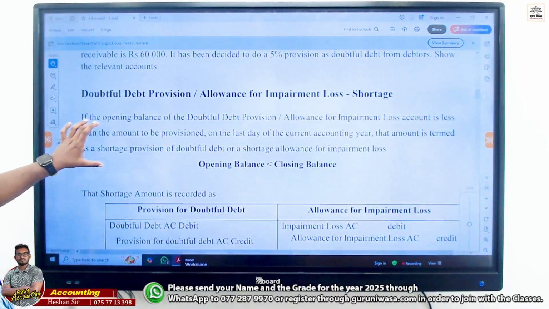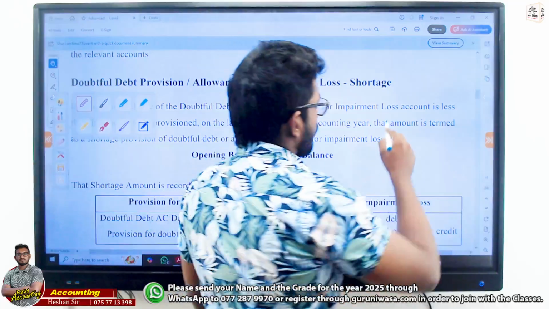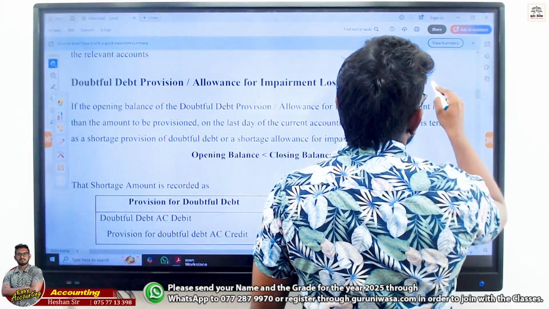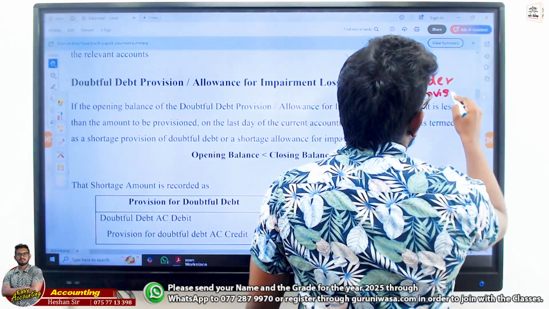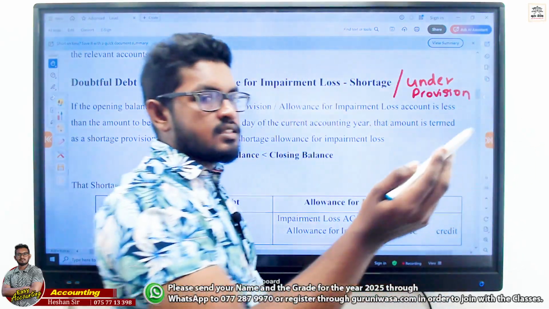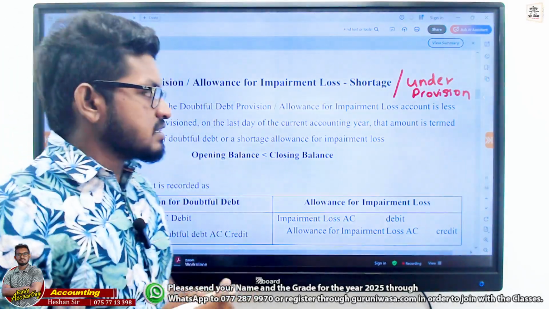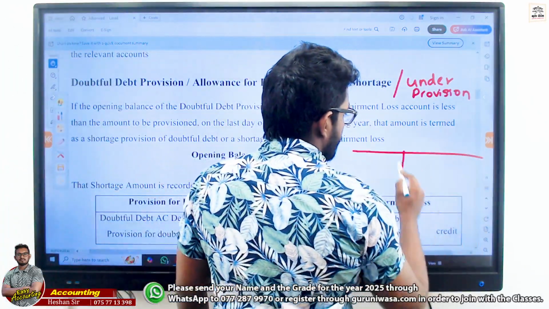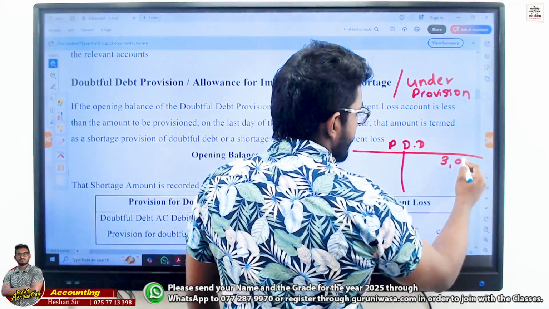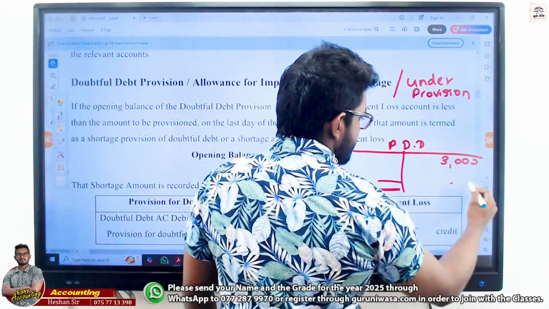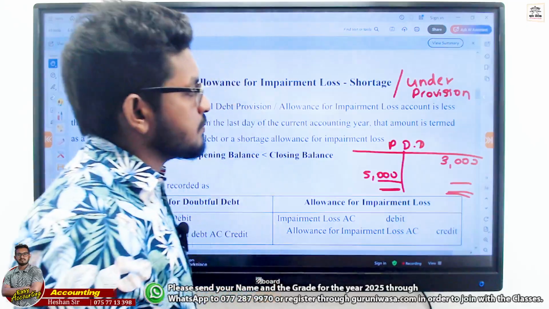And I told you, when it comes to the doubtful debt or the allowance for impairment loss, there can be a shortage. Another word you can write is, in other words, we call it under provision. Under provision means opening is lesser, closing is higher, right? For the provision for doubtful debt or the allowance for impairment loss, let's say opening is 3,000, closing is 5,000. This is a method called under provision, right?